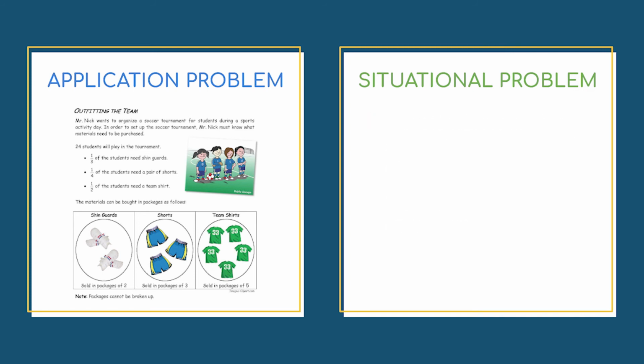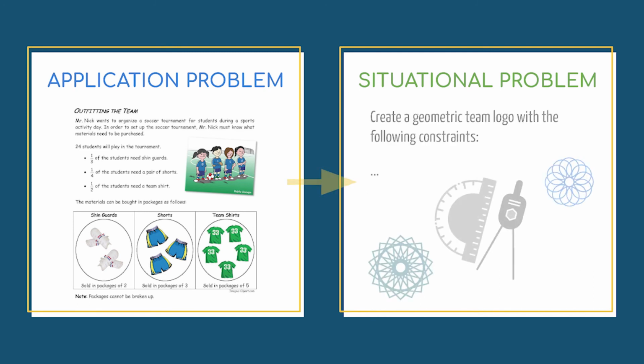As an example, the application problem outfitting the team could be enriched by adding the obstacle of creating a geometric team logo within certain constraints. This addition would allow learners to be creative within constraints and to overcome an obstacle in a new and unique manner.